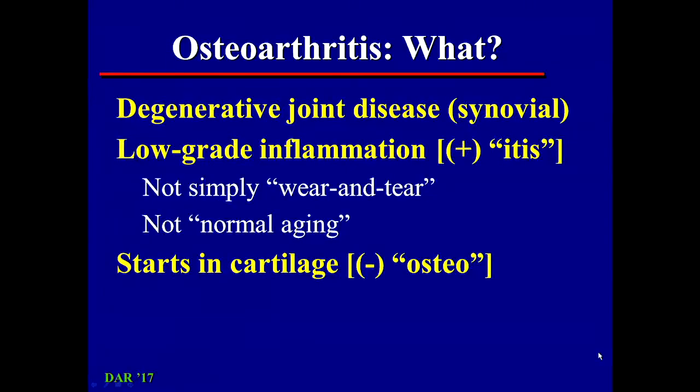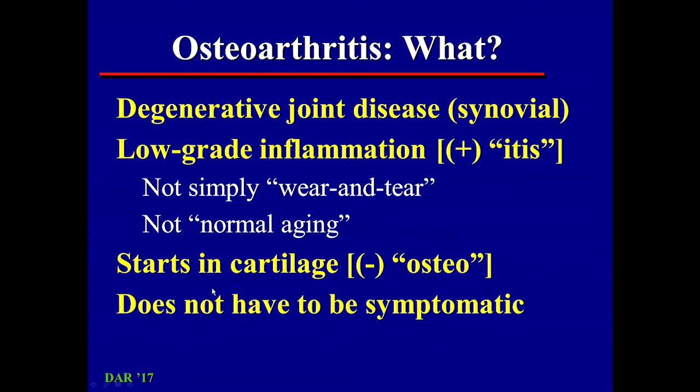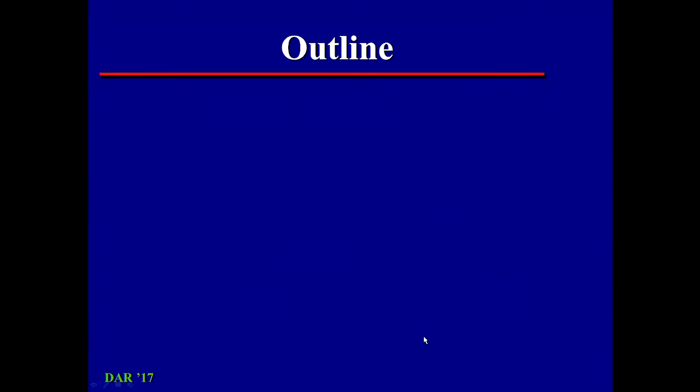Now, this is a disease that really starts in the cartilage. So if you want to argue that this is a misnomer, it's not the itis part, it's the osteo part. This really should be called chondroarthritis or something like that. But we still call it osteoarthritis. And note that as bad as it is on radiographs, it doesn't have to be symptomatic.